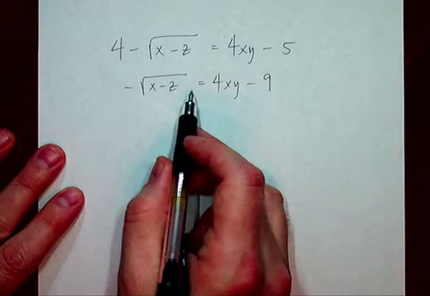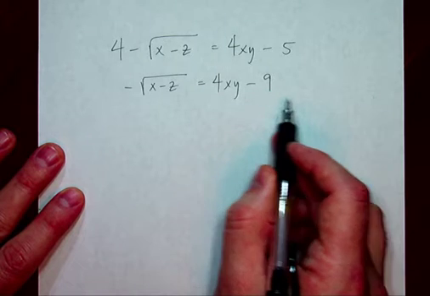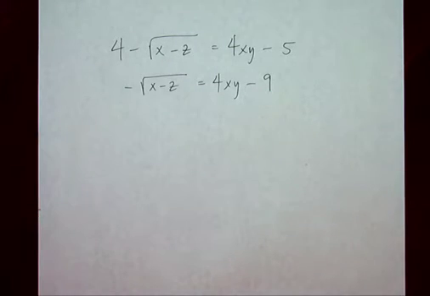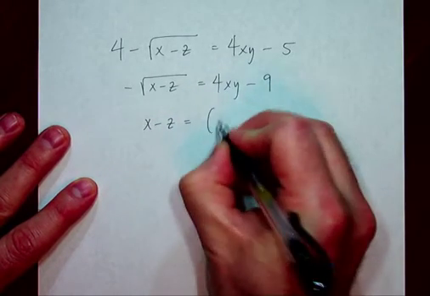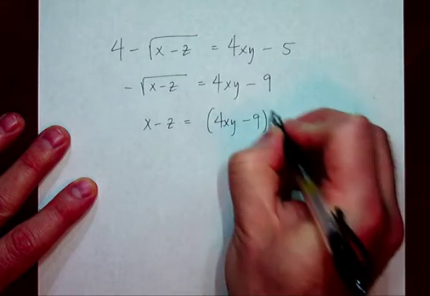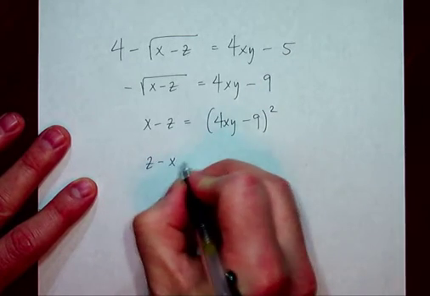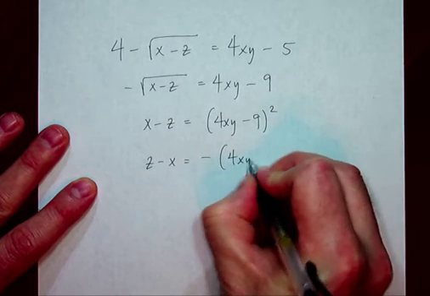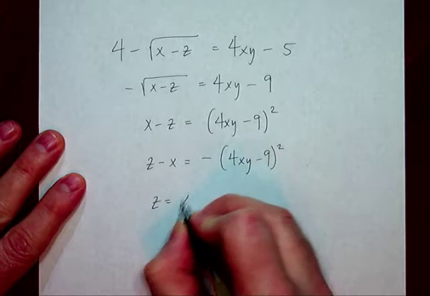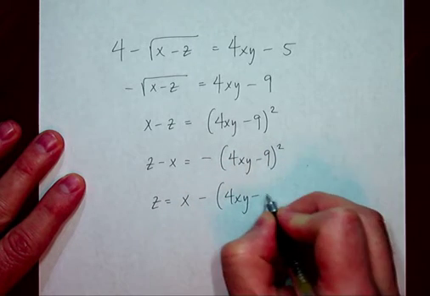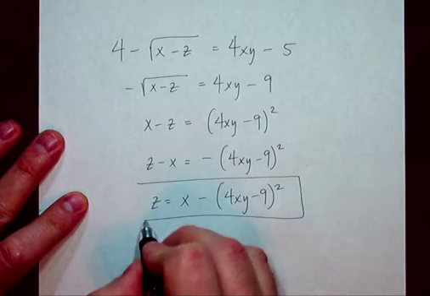But if you actually leave it like that, then you don't have 9 minus 4xy. You have 4xy minus 9, which for most people is usually more aesthetically pleasing. So I have x minus z is equal to 4xy minus 9 squared. Now, I can go ahead and flip that difference. I can either subtract x from both sides and then multiply by a negative, or I can multiply by a negative and then add x to both sides. It really doesn't matter. It amounts to the same thing. And what you wind up getting is that.